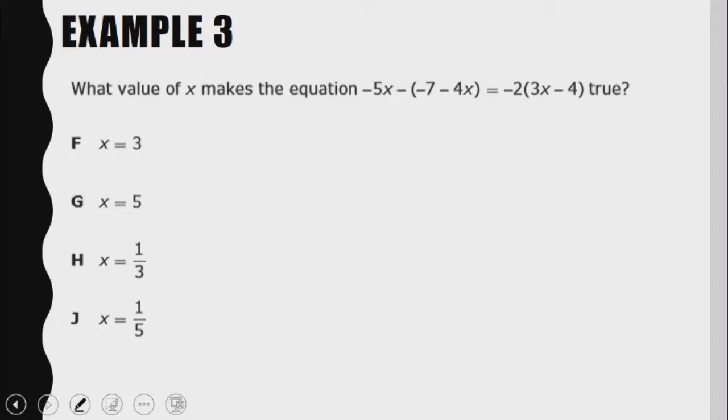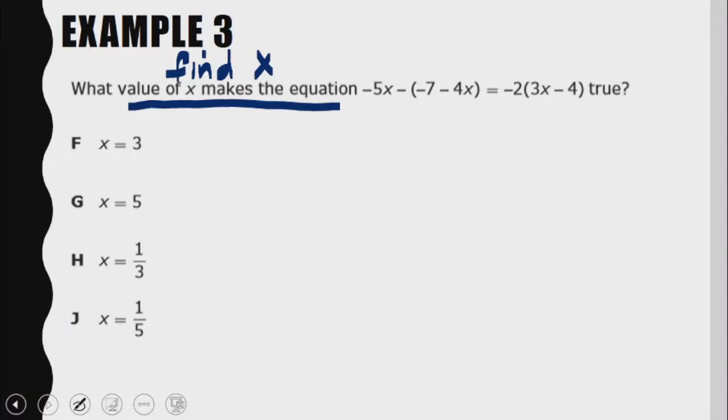So question 3, this is not a word problem, but I just want to show you how the equations that are given in STAAR questions actually look like. So this says, what value of x makes this equation to be true? So this is another way of saying just find x. Solve for x or find x. So we are going to solve for x in this equation.